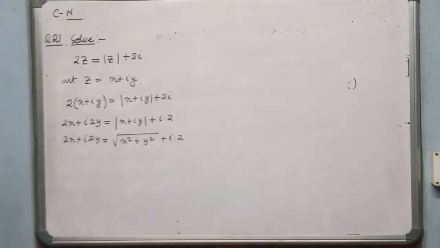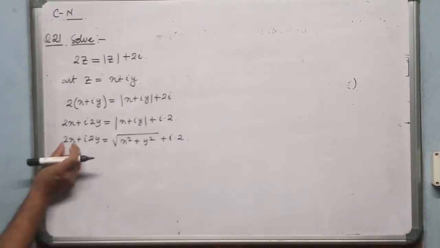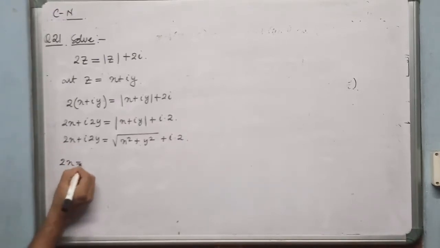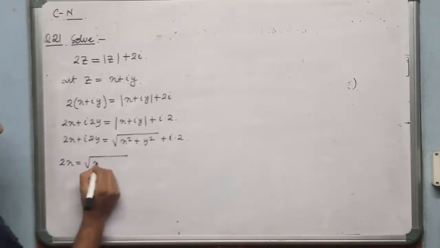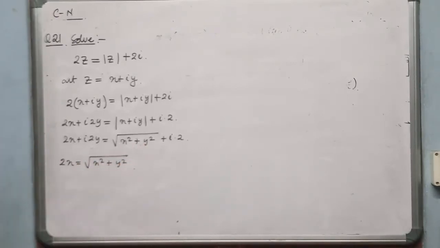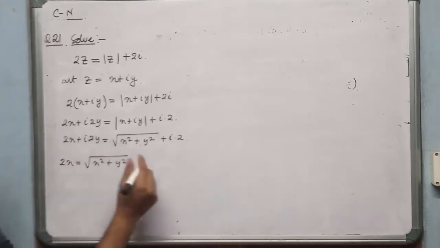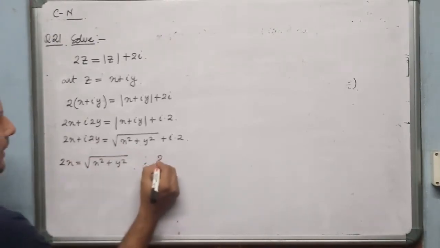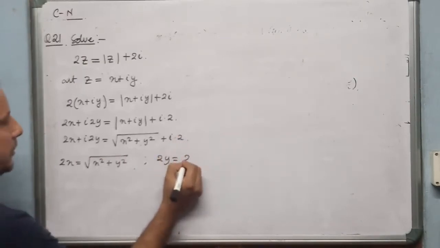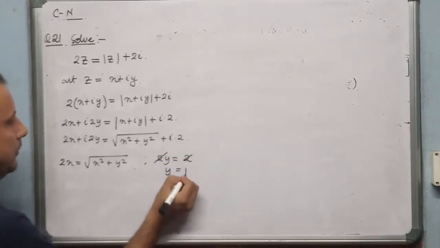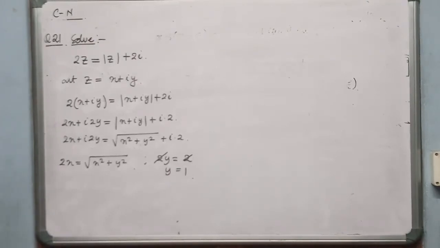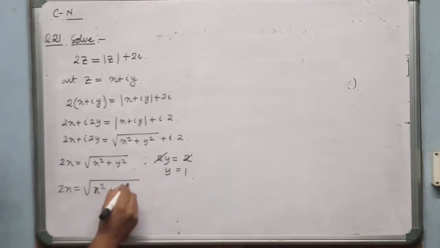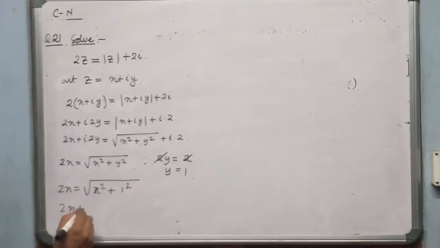Now I'll equate the real and imaginary quantities. Over here in the left hand complex number the real quantity is 2x. Over here in the right hand complex number the real quantity is under root x square plus y square. Similarly, the imaginary part on the left is 2i and on the right the imaginary part is 2. Now y is equal to 1. Now you just substitute the value y equals 1 in this equation, and you can easily calculate the value of x. So 2x is equal to under root x square plus 1 square.